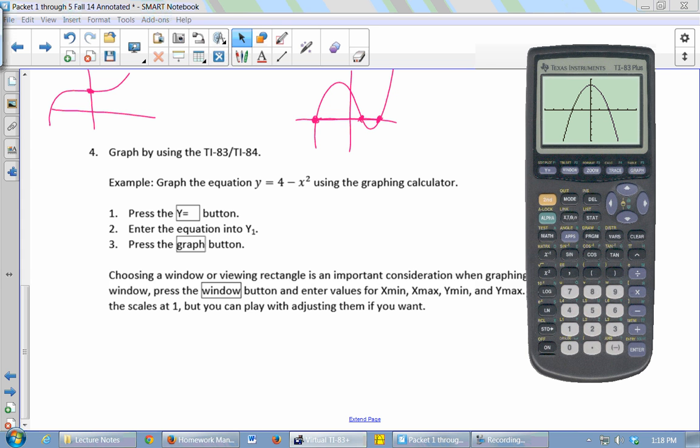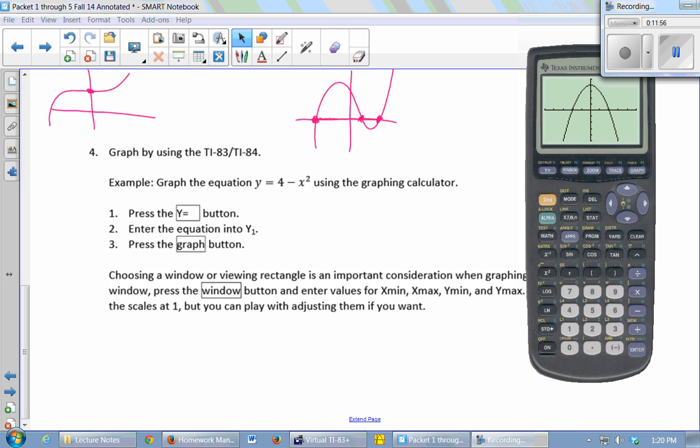Okay, press quit. Press enter. Go to y equals. Okay, hold on. Okay, so we've chosen a new window, and then you just press graph. You can play with adjusting the scales, but I never bother. It's just how big each tick mark is.